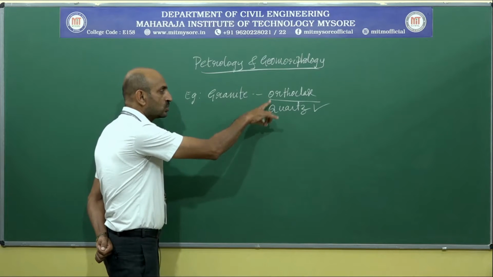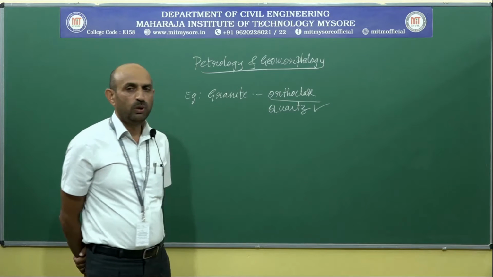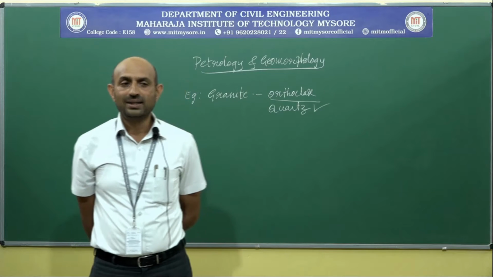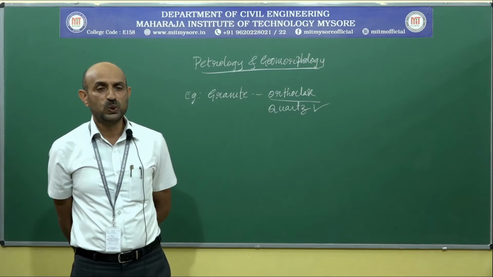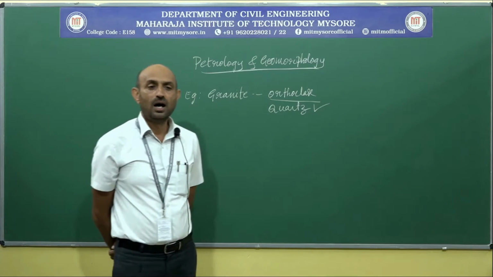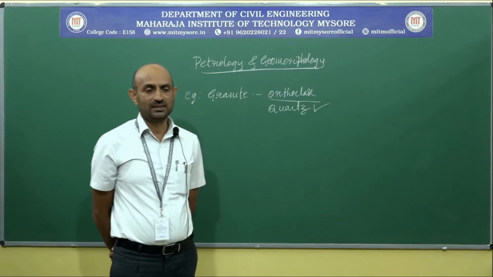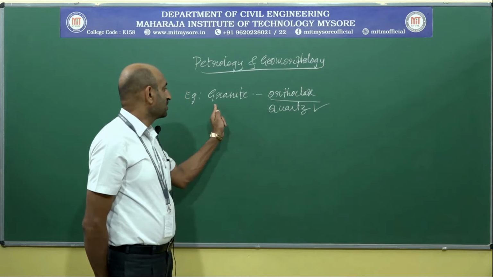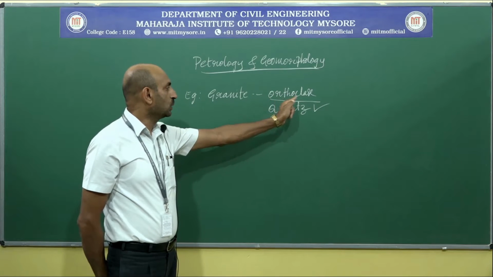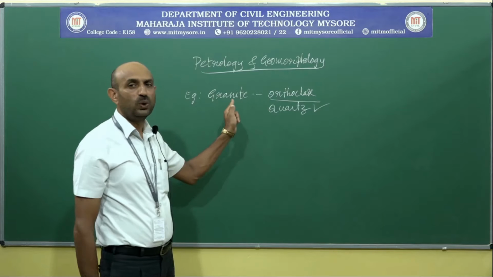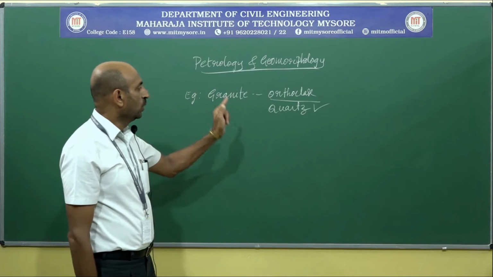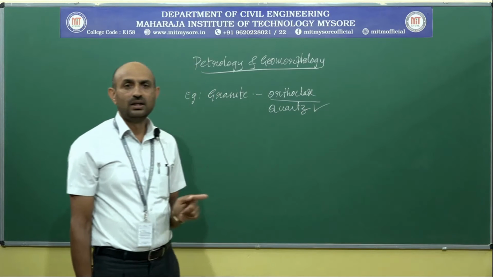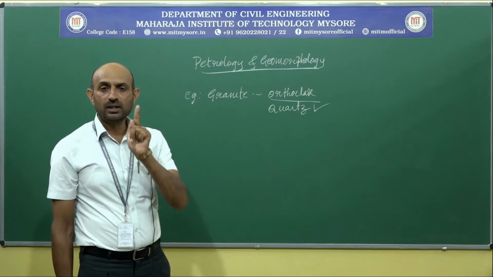In addition to these two minerals, we are going to find accessory minerals also. Accessory minerals may be plagioclase feldspar, hornblende or whatever it is. But without quartz, there is no granite. Without orthoclase feldspar, there is no granite. That's why we are going to call these minerals rock forming minerals.